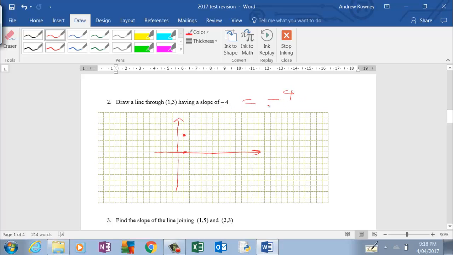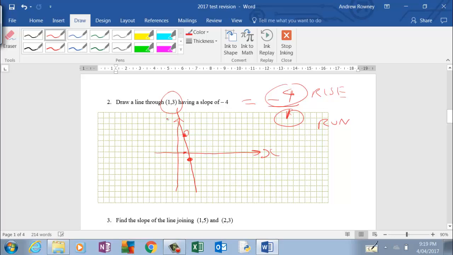the same as minus 4 on 1, and that means the rise is this one, and this one here is the run. So if we run across 1 from that point, that'll go to there, and then we rise, which is a negative 4, which means drop 4. So you go across 1, and then you go down 4. 1, 2, 3, 4. So that's our second point. And if we join them up, that'll give us a slope of minus 4 through that point.